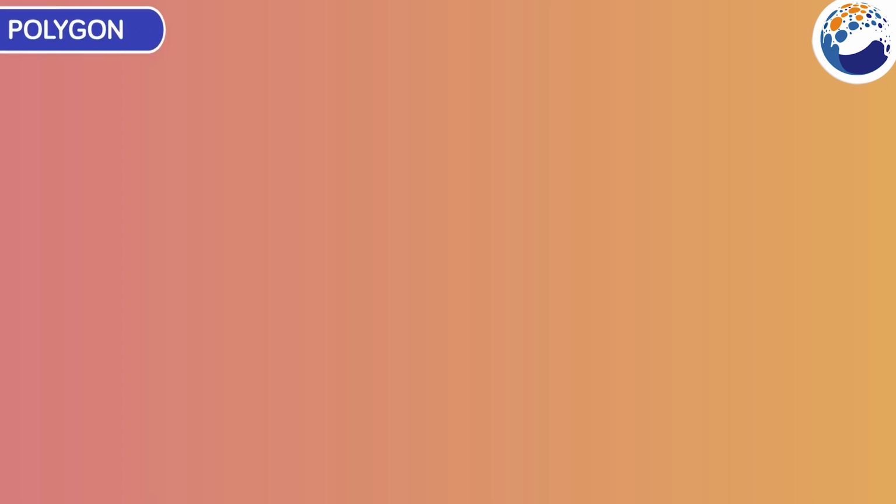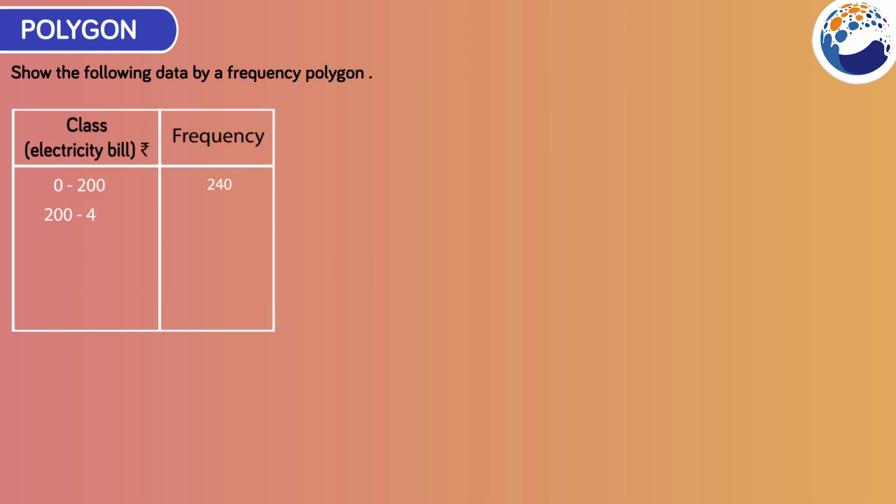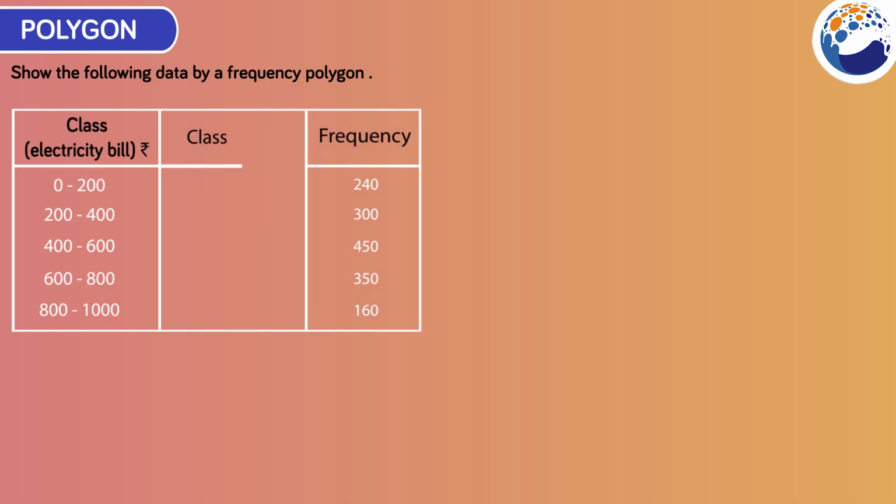Frequency polygon. Show the following data by a frequency polygon. Here, class and frequency are given. Now write the class mark. For first row, 0 plus 200 by 2 is equal to 100. For second row, 200 plus 400 by 2 is equal to 600 by 2, which is 300. For third row, 400 plus 600 by 2 is equal to 1000 by 2, which is 500. For fourth row, 600 plus 800 by 2 is equal to 1400 by 2, which is 700. For fifth row, 800 plus 1000 by 2 is equal to 1800 by 2, which is 900.